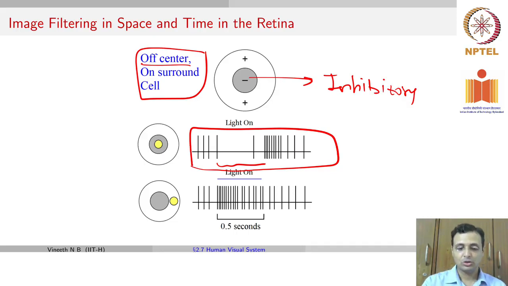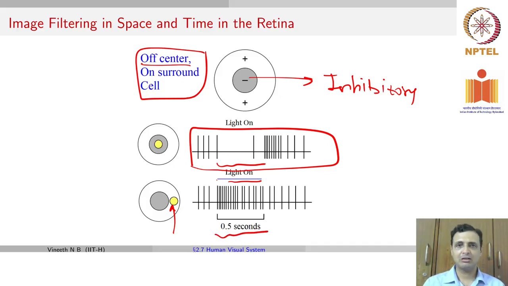So the light was on for that duration that you see there. That graph is a graph over time going from left to right. When the light was on, you can see that there is no spike that comes out of those particular cells. Whereas in this case, when the light is in the region outside the inhibitory cell, those are the excitatory cells, and you can actually see that they throw out a bunch of different spikes.